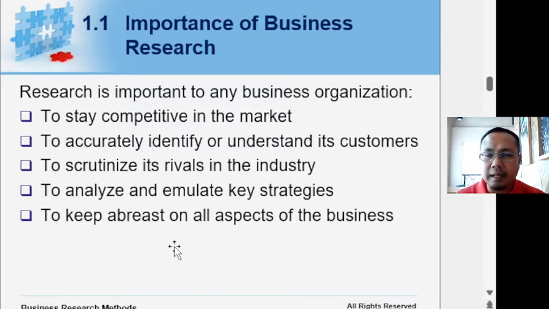So we can't understand our customer without proper collection of information, and how we can interpret that information to be very useful to understand our customer needs, and then to scrutinize our rivals in the industry, and then to analyze and emulate key strategies. So maybe we reach the step of implementation, while we have decided on a few alternatives that we find from our business research.